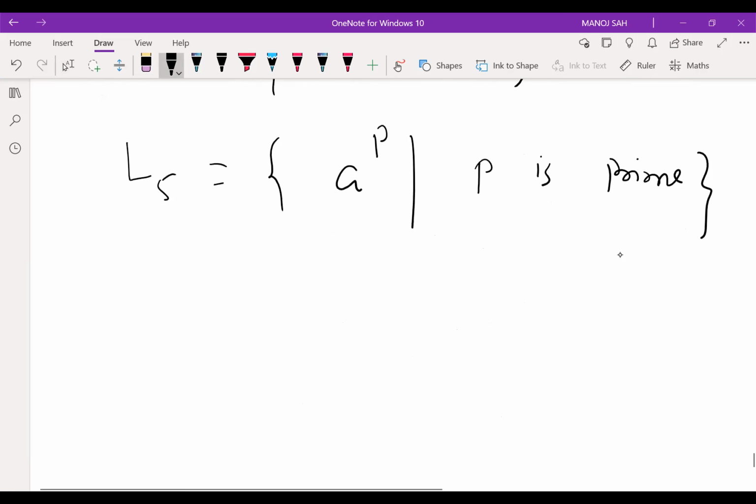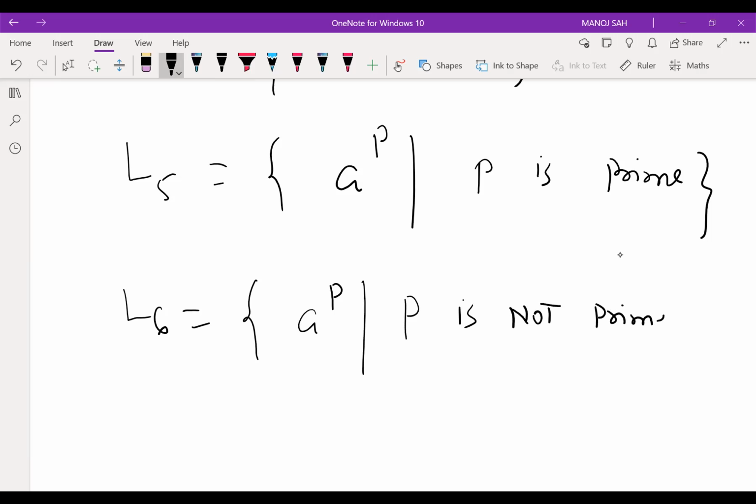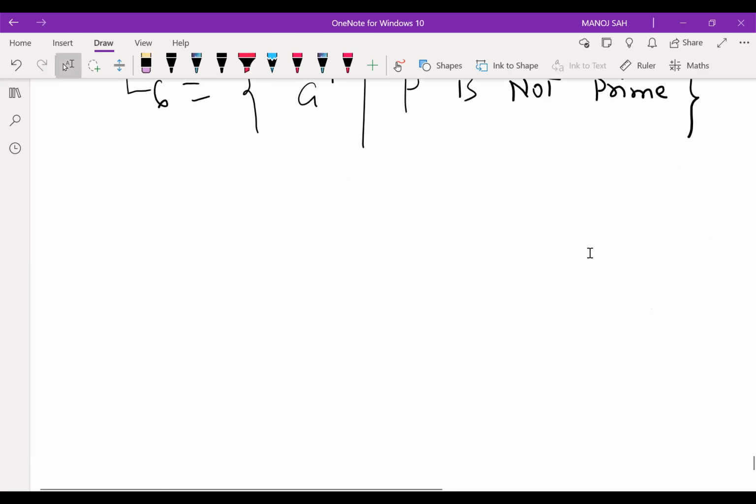Okay, now suppose that we are writing L6. So L6 equals a to the power p, where p is not prime. So p is prime, p is not prime, both of these come under CSL.